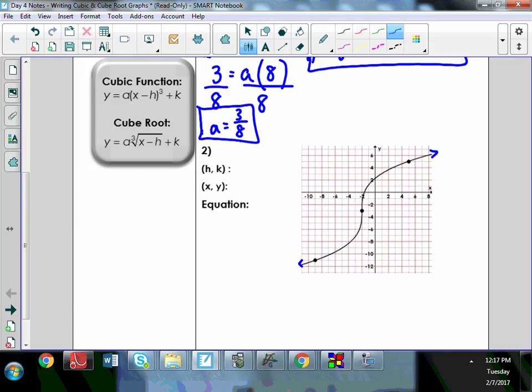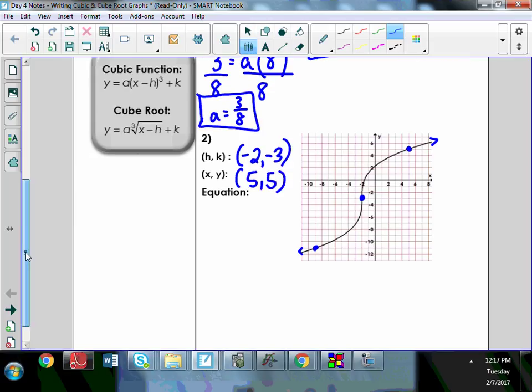So I look for my 3 points. There's one here, there's one here, there's one here. This is my h and k. That's the center. So you have to be careful because the scale is counting by 2. So it's -2, -3. That's my h and k. That's the center. Let's go ahead and use the positive point. So +5, +5. And you can use the -1. I just don't like to deal with the negative sign, so I just picked the other one.